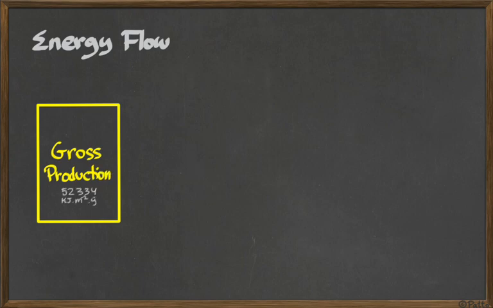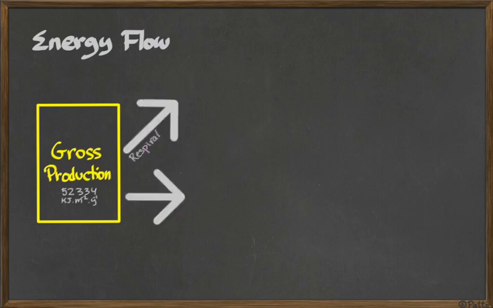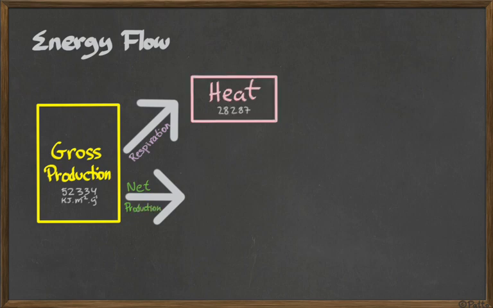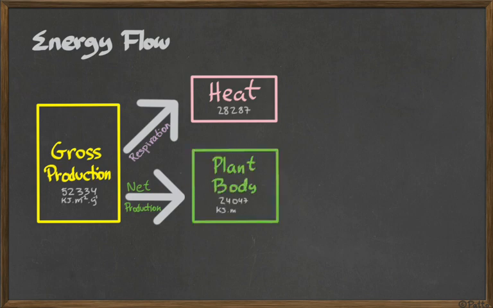You have a gross production. This gross production is 52,334 kilojoules per square meter per year. Okay, that's a certain amount over there. Part of this will go away in respiration. Part of this will be the net production. In plants, the amount of respiration that was put away as heat was 28,000, so roughly half the amount, and the plant's body was 24,000. So in this case, more or less 50% was net production, 50% went to respiration.